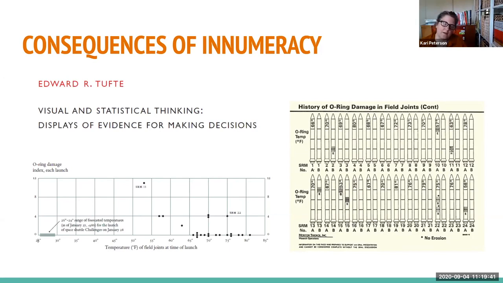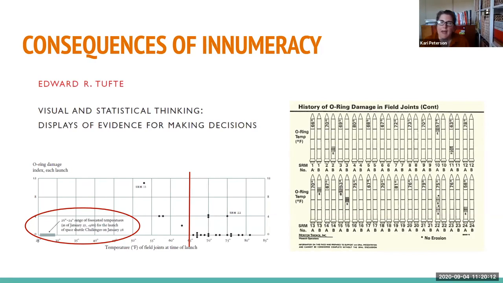On the left is Tufte's revision, right? He revised this information and put it together in this chart here, where he plotted O-ring damage index against the ambient temperature. And when you understand that context of the domain, you realize that you're looking at a picture of a tragedy, right? That could have been easily prevented.